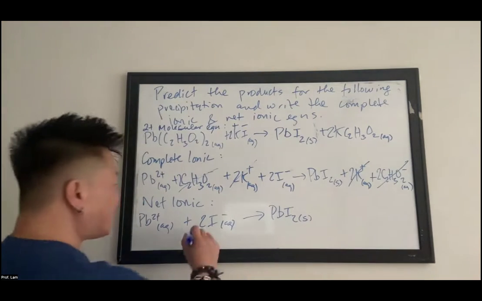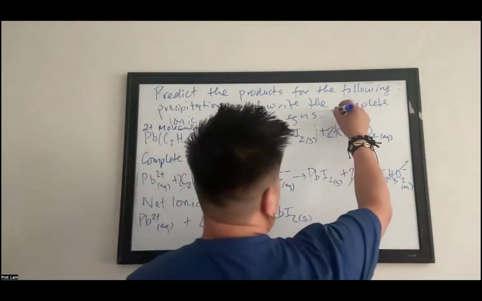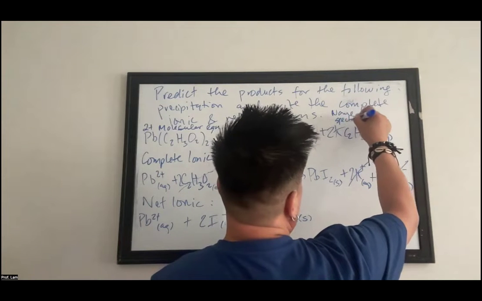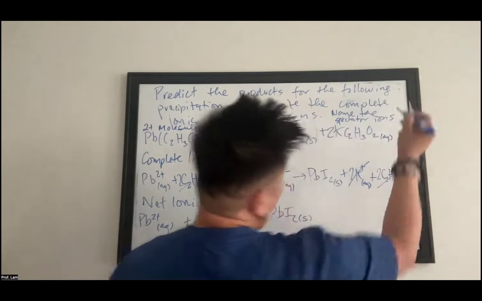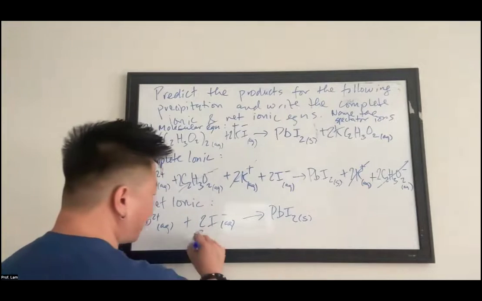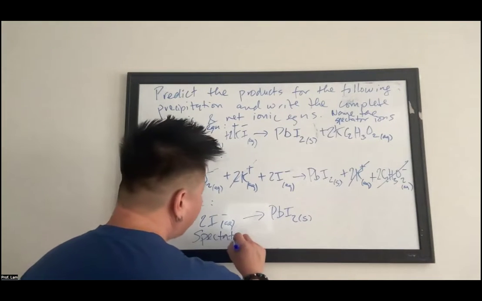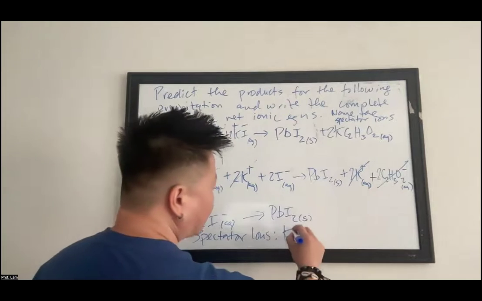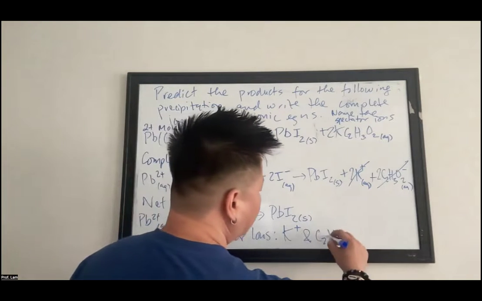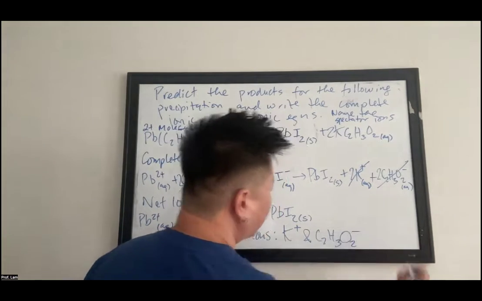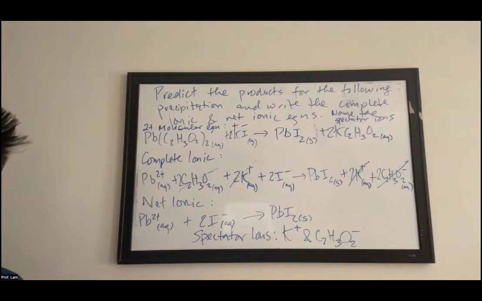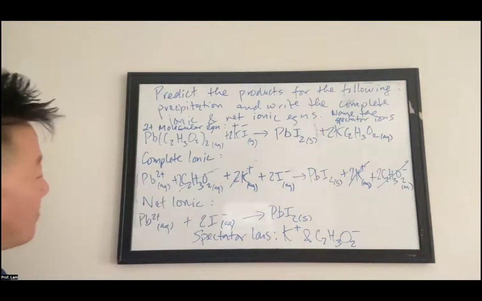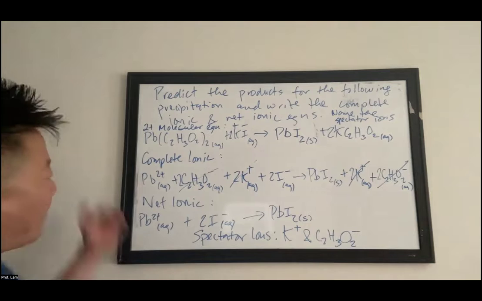And then as always, I'll ask you here, name the spectator ions. Almost always I'm going to ask you, so you might as well just write it. Spectator ions are the ones you cross out, the ones that didn't do anything, right? So K plus and C2H3O2 negative. Okay. All right, so we've done 2 problems here, and you guys can see how that works.